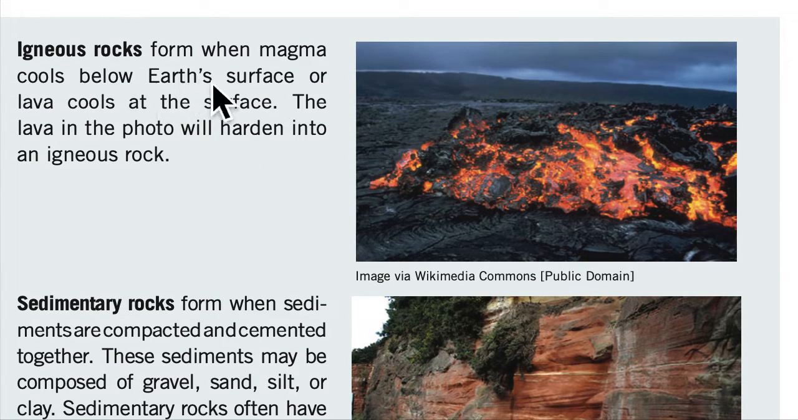Igneous rocks form when magma cools below Earth's surface, or lava cools at the surface. The lava in the photo will harden into an igneous rock.